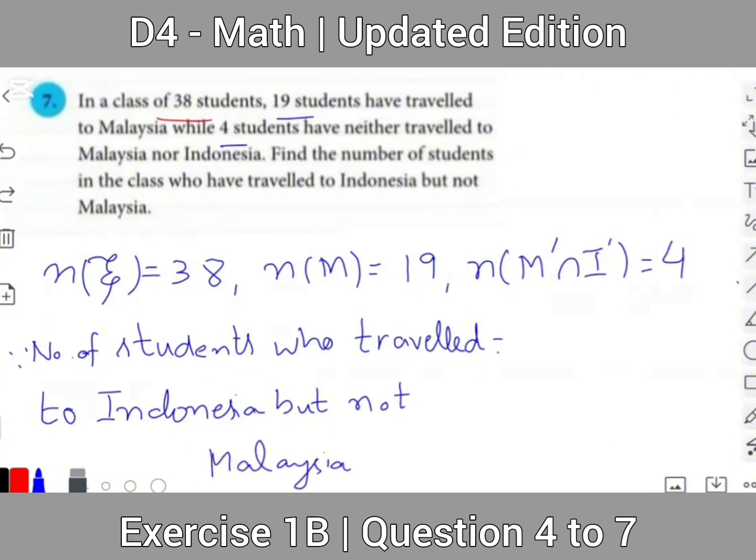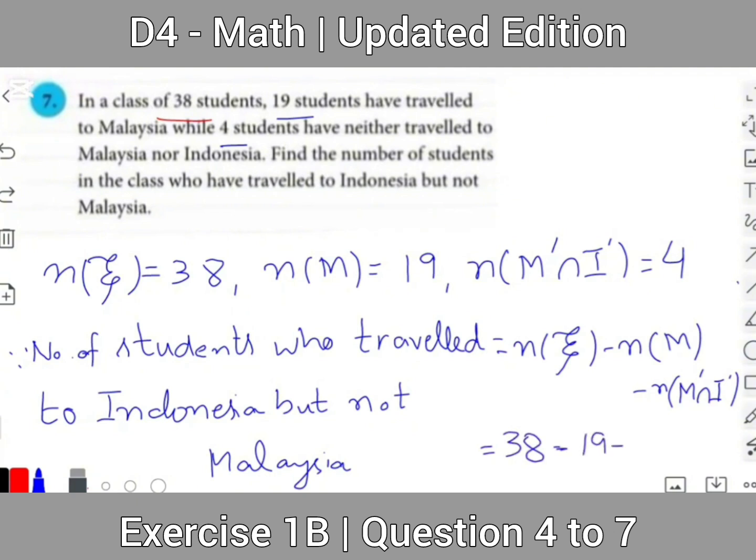And it can be found out by subtracting the number of elements of the set M and the number of elements of the set M complement intersection I complement from the number of elements of the set eta. So the number of elements in the set eta is 38. The number of elements in the set M is 19, and the number of elements in the set M complement intersection I complement is 4.